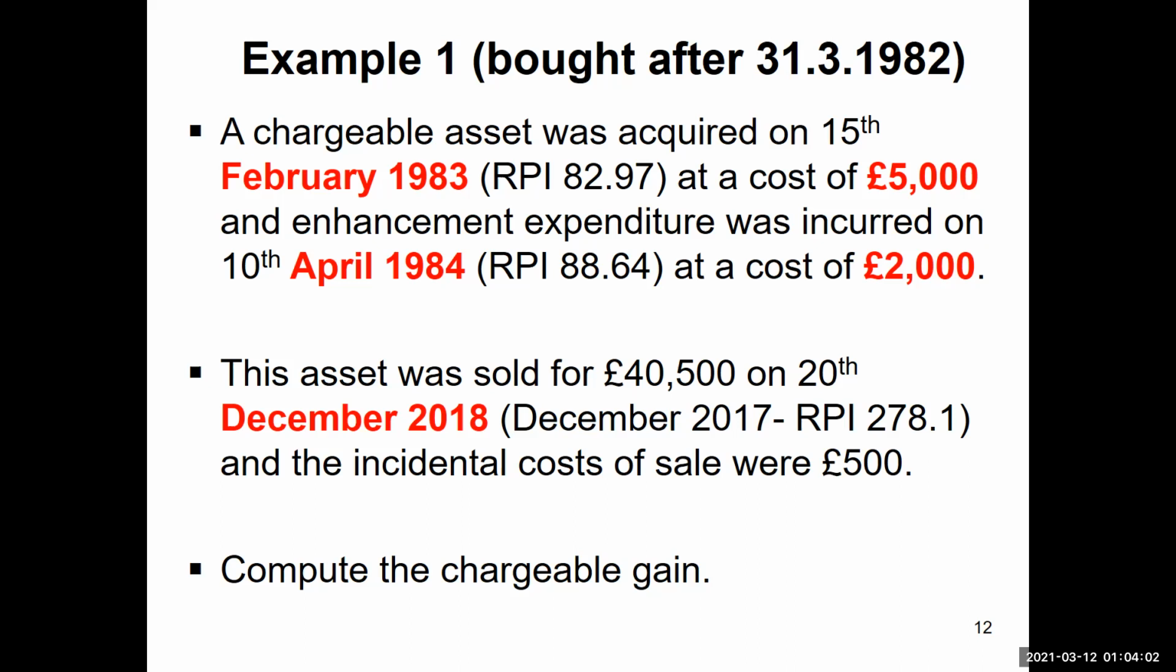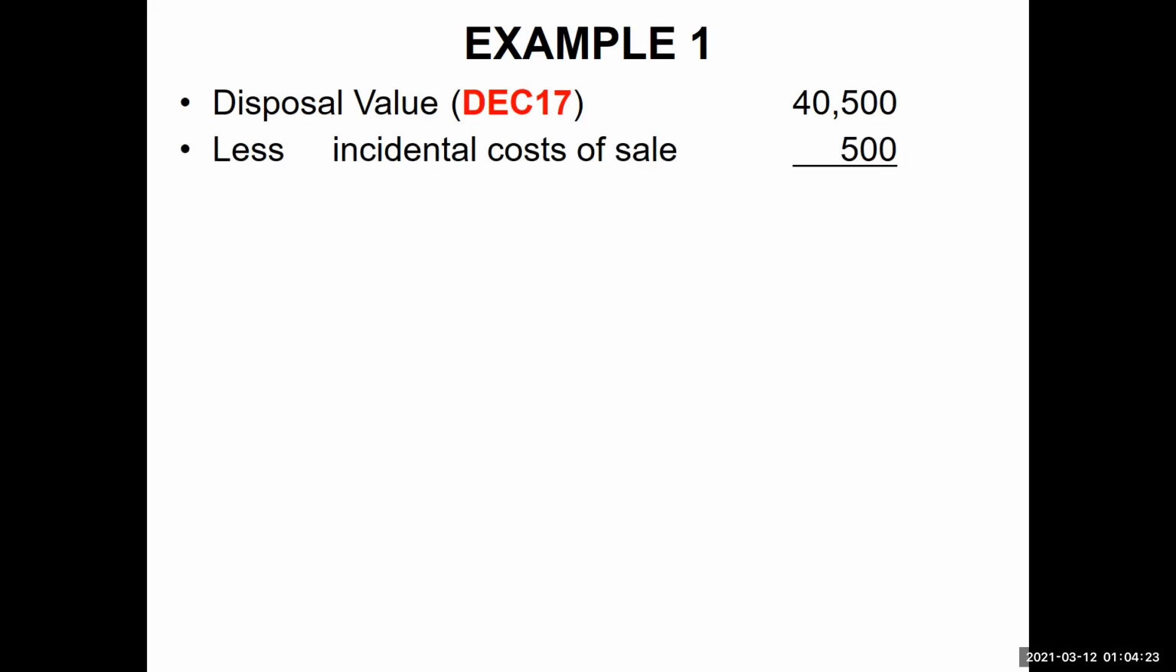But then the RPI for 2017 will be used. We don't have RPIs after December 2017. Any incidental cost to sell was 500. How do we calculate our chargeable gain? Typically, we look at our inflow, the disposal, 40,500. Incidental cost to sell was 500. So we get net proceeds of 40,000.